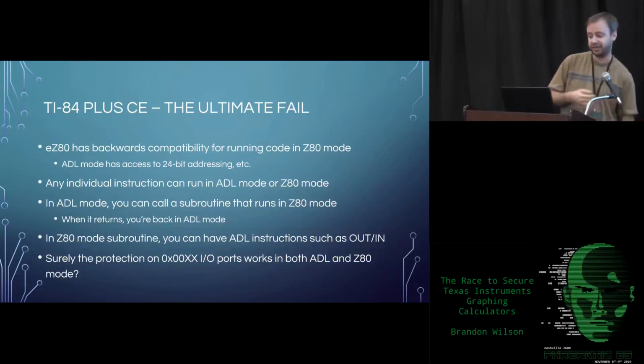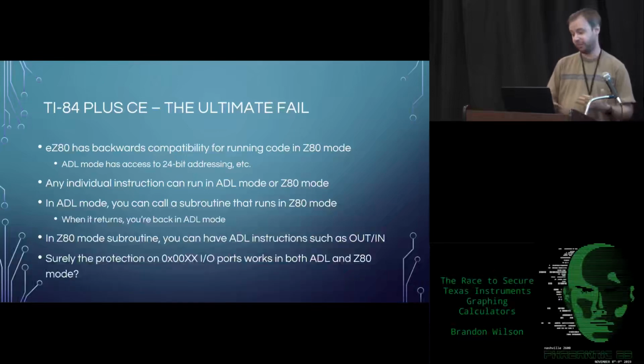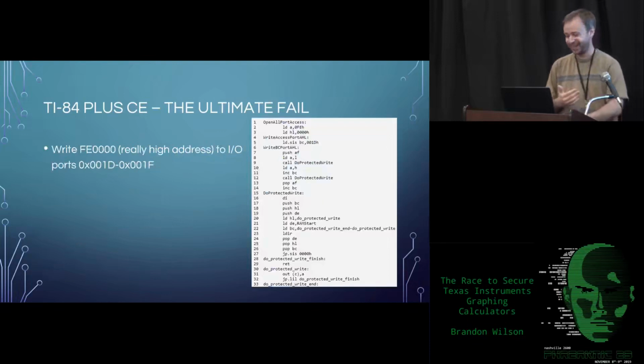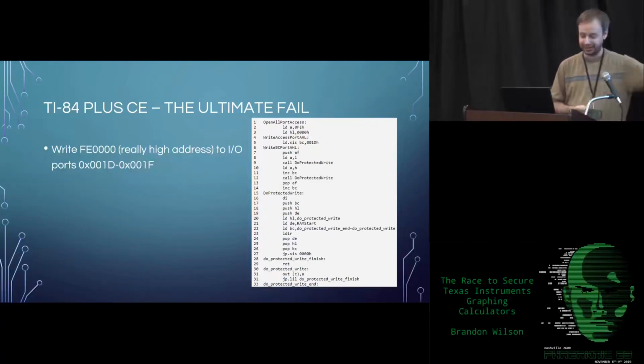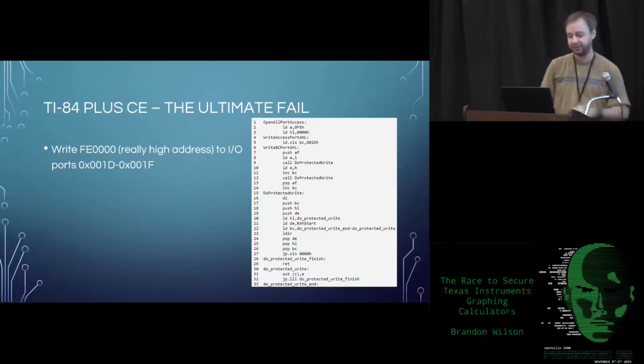And even better than that, in the Z80 mode subroutine, you can have ADL instructions, such as those 16-bit port out and in instructions. So surely the protection on the protected I/O ports works whether you're in ADL mode or Z80 mode, right? No, it doesn't. So to effectively negate the protection, we just set the upper bounds of the privilege range to be really, really high, way out there, something like FE0000. On line 27 of this screenshot, it temporarily jumps into Z80 mode to execute a single instruction, the one that writes to protected ports 1D through 1F, which really should not work, and then it returns back to ADL mode.